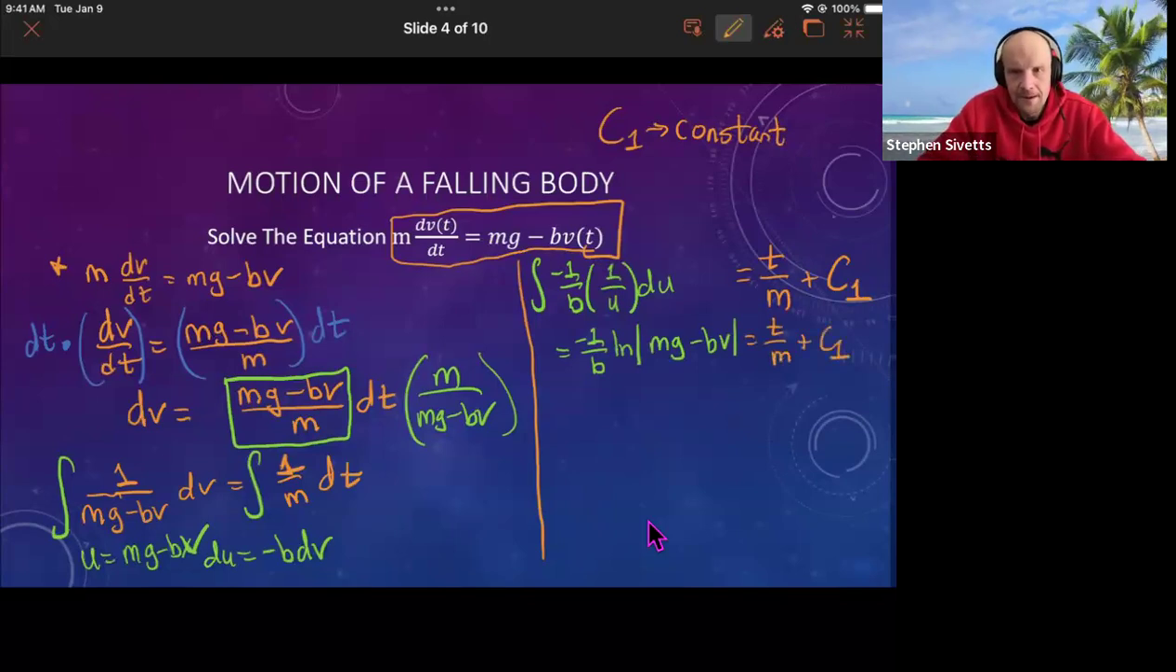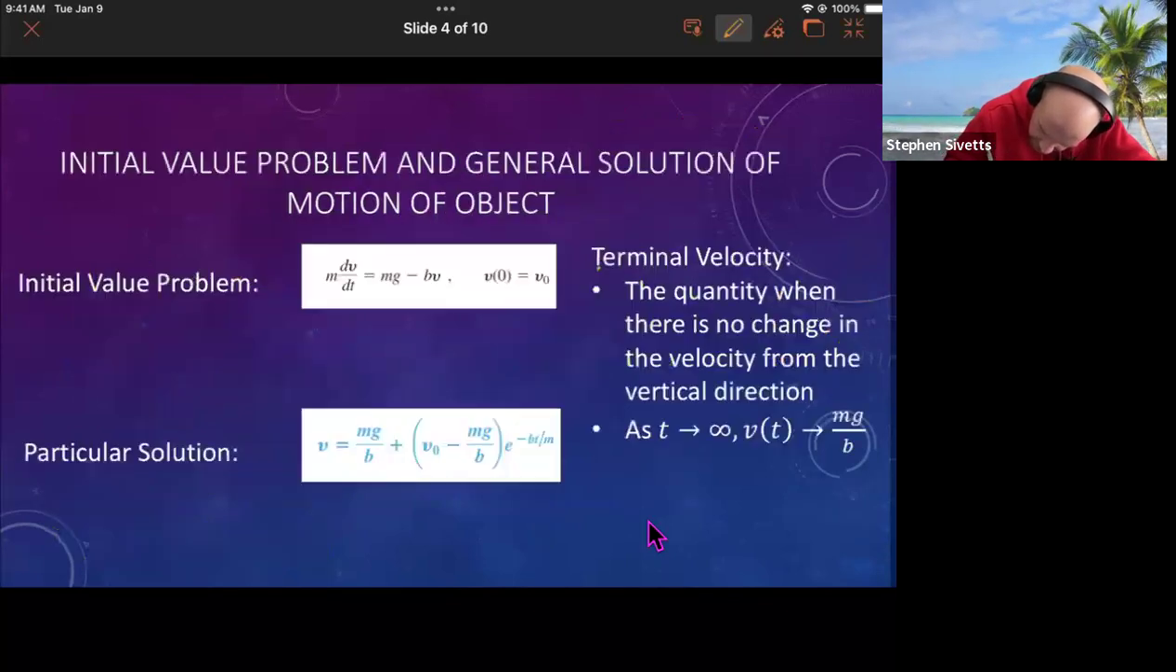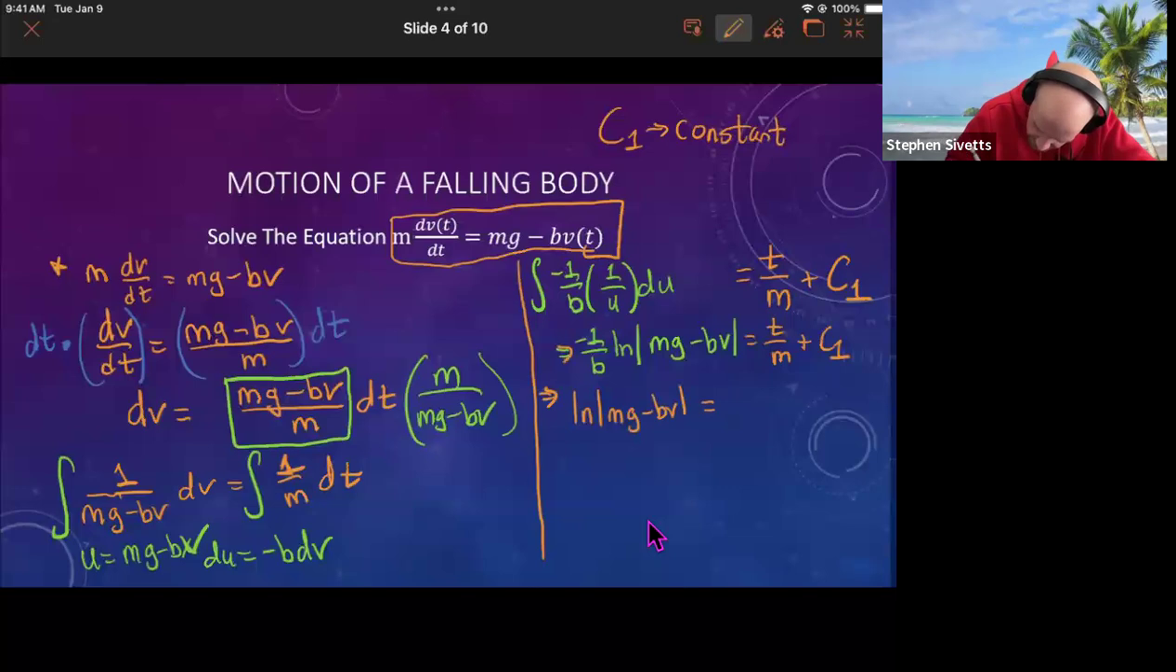Okay. And so what this means is the left-hand side becomes ln of mg minus bv. And this equals minus bt over m minus c1. And then we want to solve for v.